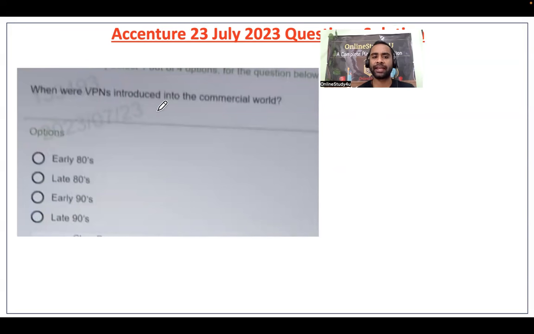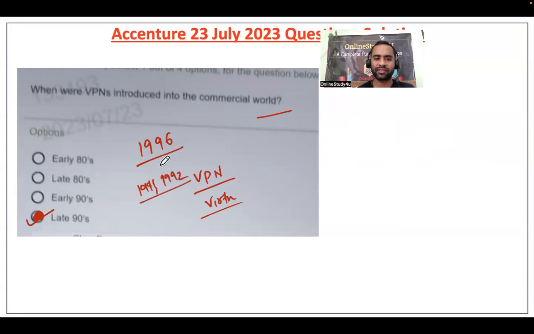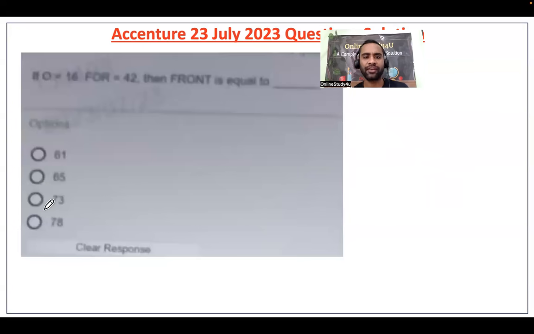When were VPNs introduced in the commercial world? Friends, VPN is what? Virtual private network, right? So it's nothing but virtual private network. VPN was introduced in 1996, so that is nothing but the late 90s, right? Early 90s means 1991, 1992, but it is not like this. So it was introduced in the late 90s. So this particular option will become your correct answer, right?